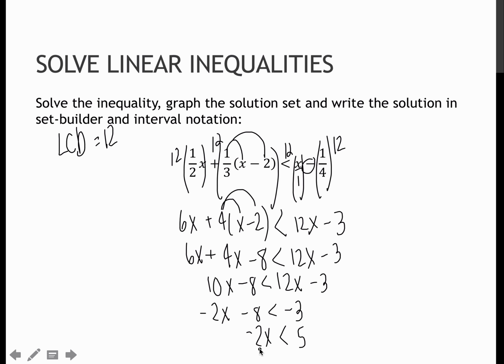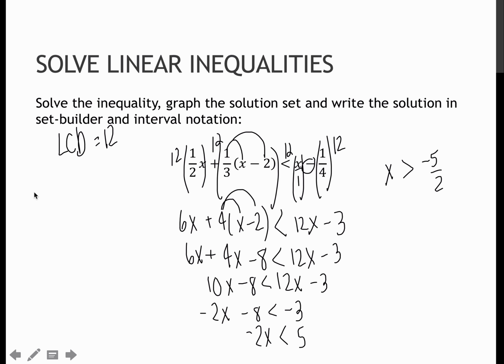5. And now I'm going to divide by a negative 2. And when I divide by a negative, my inequality flips around. So I'm going to get x is greater than negative 5/2. So that's going to be my solution, x is greater than negative 5/2.